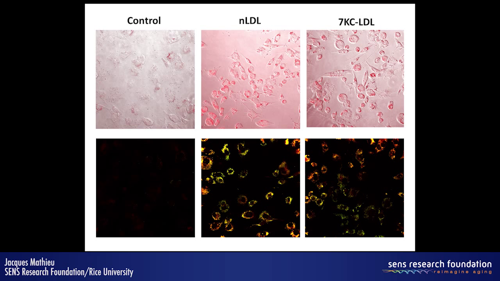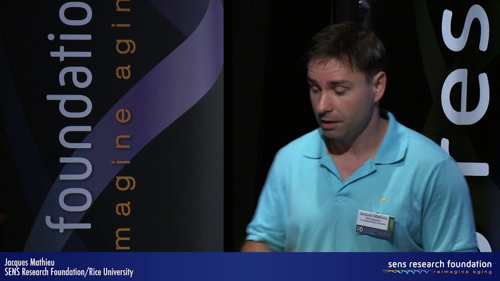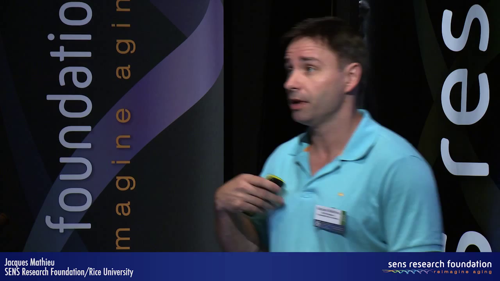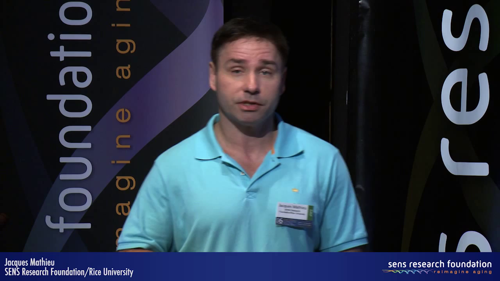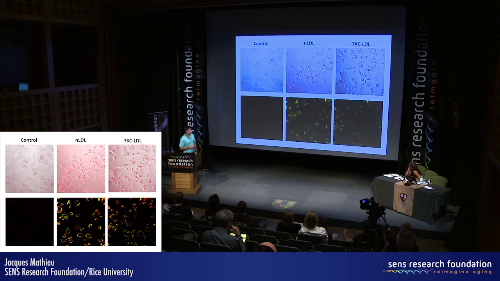So this here is showing formation of foam cells. In this particular experiment, we used THP1 cells, which are monocytes. We differentiated them with PMA, which is a very standard compound used to differentiate these cells. They form monocytes, and then macrophages, and then we load them with various forms of LDL. Now, the problem we ran into was that after PMA differentiation, all the cells form foam cells. Didn't matter if we treated them with LDL or oxidized LDL or 7KC LDL, they all became foam cells.